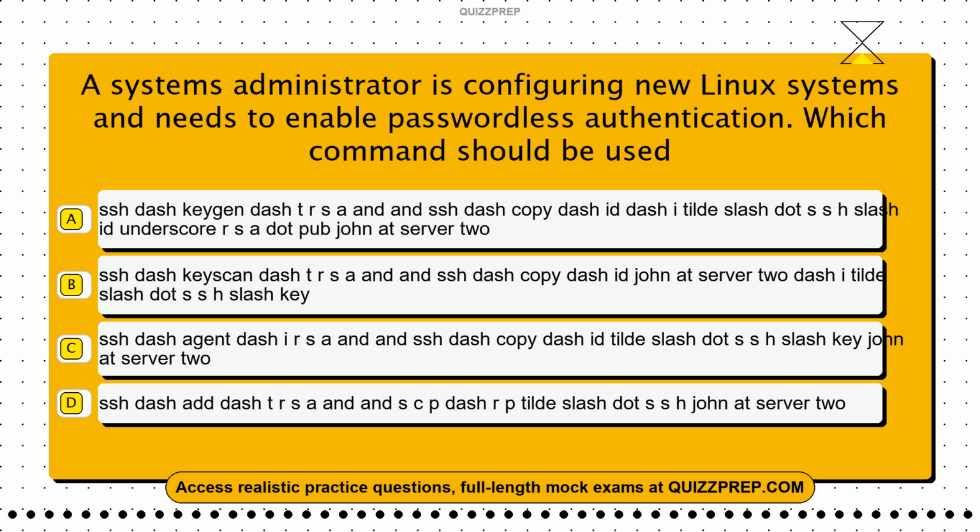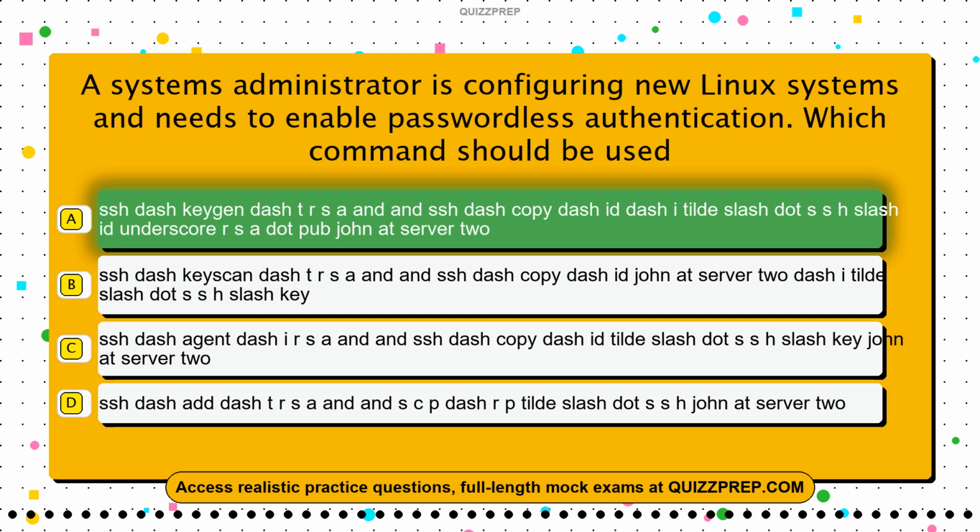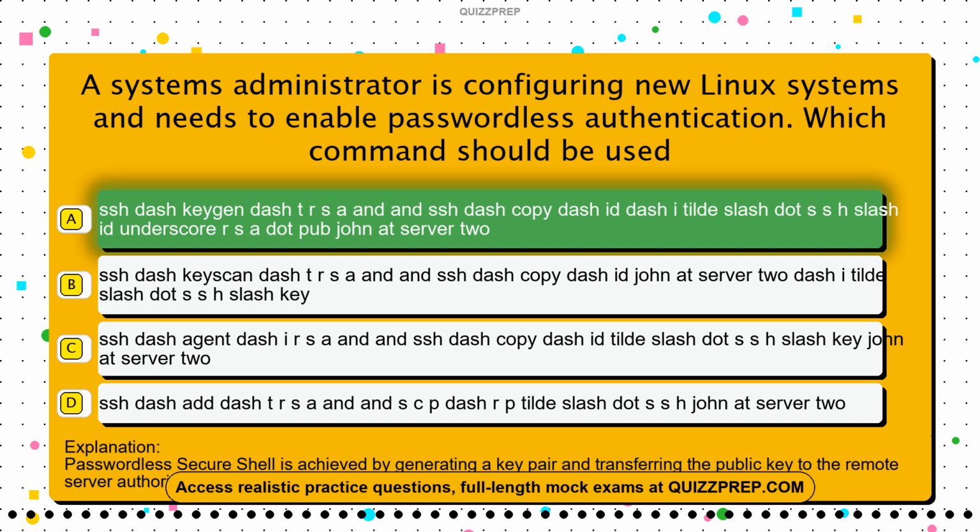Option B, ssh-keyscan -t rsa and an ssh-copy-id john@server2 -i ~/.ssh/key. Option C, ssh-agent -i rsa and an ssh-copy-id ~/.ssh/key john@server2. Option D, ssh-add -t rsa and an scp -rp ~/.ssh john@server2. The correct answer is option A, ssh-keygen -t rsa and an ssh-copy-id ~/.ssh/id_rsa.pub john@server2. Passwordless secure shell is achieved by generating a key pair and transferring the public key to the remote server's authorized keys file.